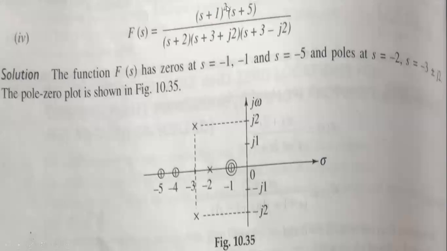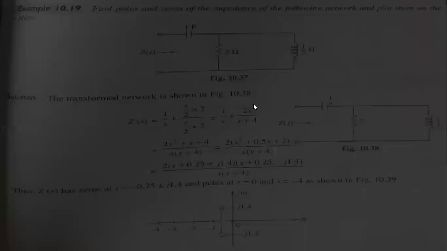Similarly, take s plus 1 whole squared, s plus 5, s plus 2, and s plus 3 plus j2. The function f of s has zeros at s equals minus 1 twice, because of the bracket square, and s equals minus 5 once. The poles in the denominator are s equals minus 2, s equals minus 3 minus j2, and minus 3 plus j2. Likewise you can plot the cross as the poles and the circle as the zeros, with sigma as the real part and j omega, the angular frequency, as the imaginary part. In this way we can simplify the numerical.